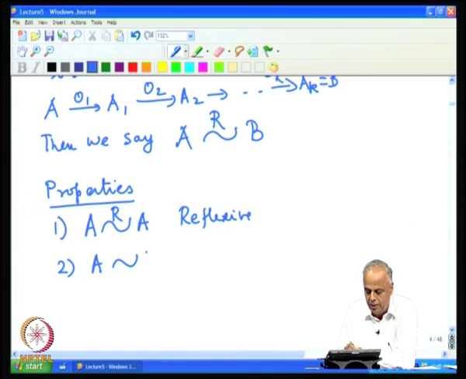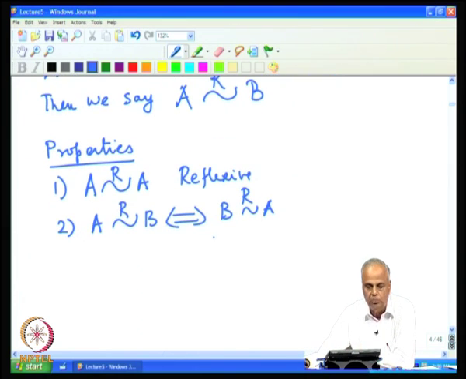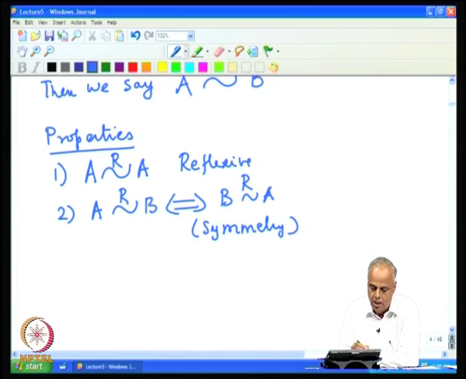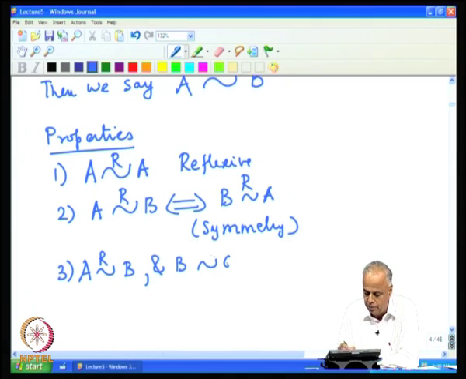If a matrix A is row equivalent to a matrix B, then B must be row equivalent to A. So, A is row equivalent to B if and only if B is row equivalent to A. This is called the symmetry property of row equivalence. And the third, if A is row equivalent to B and B is row equivalent to C, then A must be row equivalent to C. This property is called transitivity.